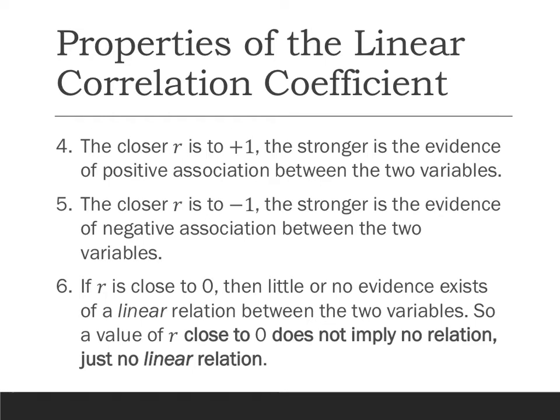But we have to be careful because this evidence is only of a linear relationship. So a value of R close to 0 does not mean no relationship, but just no linear relationship. So again, that's very, very important. I've got a picture that will help show why we want to be careful of that, because we could get a value very close to 0 for R but actually have a very strong relationship between the two, but it's just non-linear. So let's take a look at some of those examples.